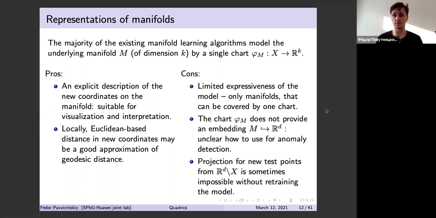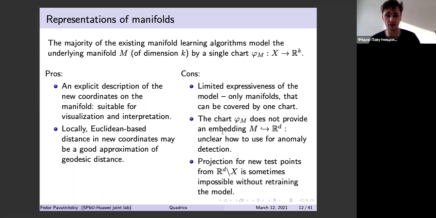And of course, it makes sense in some sense, because if the point is far from the manifold, you can know it beforehand. Sometimes it will be impossible to project it onto the manifold injectively. So it is natural that sometimes it's impossible to project new points without retraining the model.